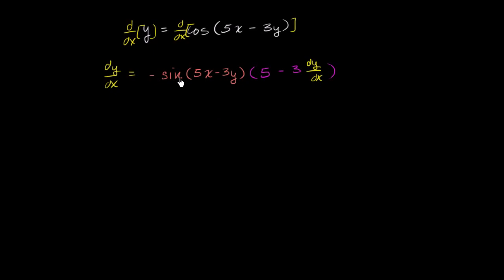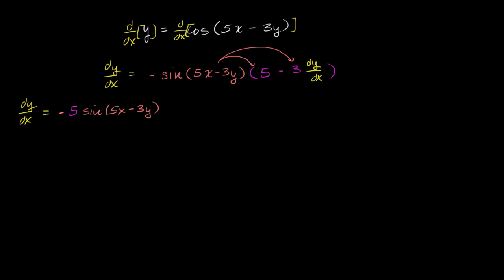Well, we can distribute the sine of 5x minus 3y. So let me rewrite everything. We get dy/dx is equal to, you distribute the negative sine of 5x minus 3y. We're going to distribute that, and we're going to distribute that. So you're going to have 5 times all of this. So you're going to have negative 5 times the sine of 5x minus 3y. And then you're going to have the negative times the negative. Those are going to, you end up with a positive.